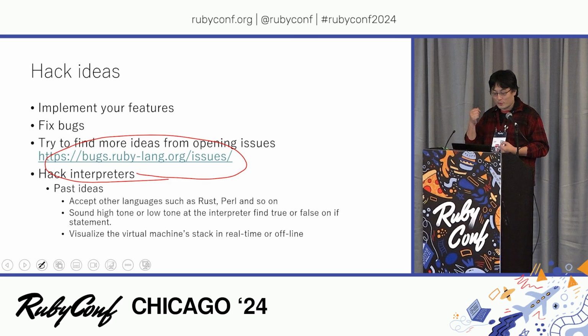Or, if you are interested in the mechanism of the virtual machine, visualize the internal virtual machine stacks and show the stack growing and so on. It is very easy to see what the Ruby interpreter's virtual machine is doing. This is only an idea, so you can come up with your own idea.